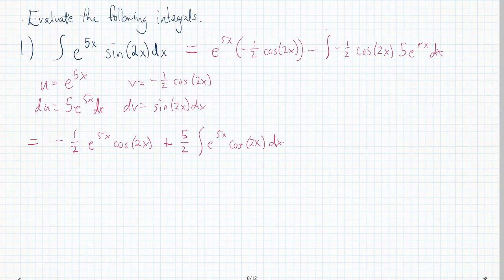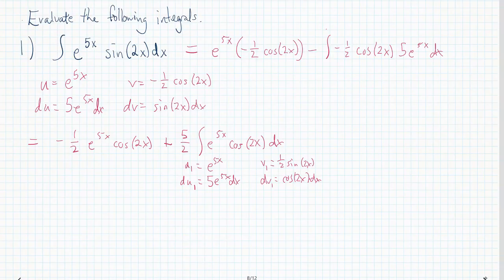Continuing in the same pattern, I'm going to use u1 and dv1. If we let u1 equal e to the 5x, that means du1 equals 5e to the 5x dx once again. Same thing here now. If we go dv1 equaling cosine of 2x dx, that means v1 is going to be 1/2 sine of 2x.